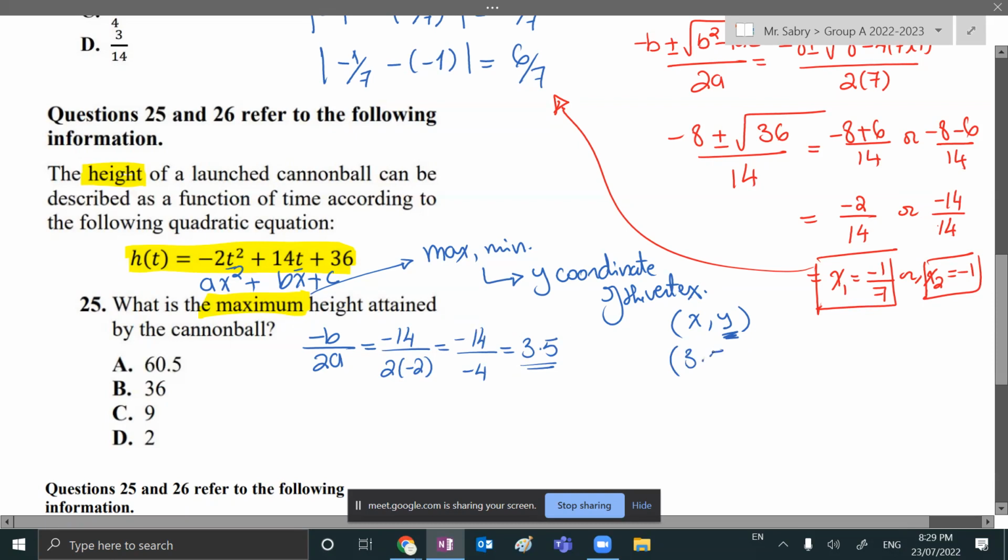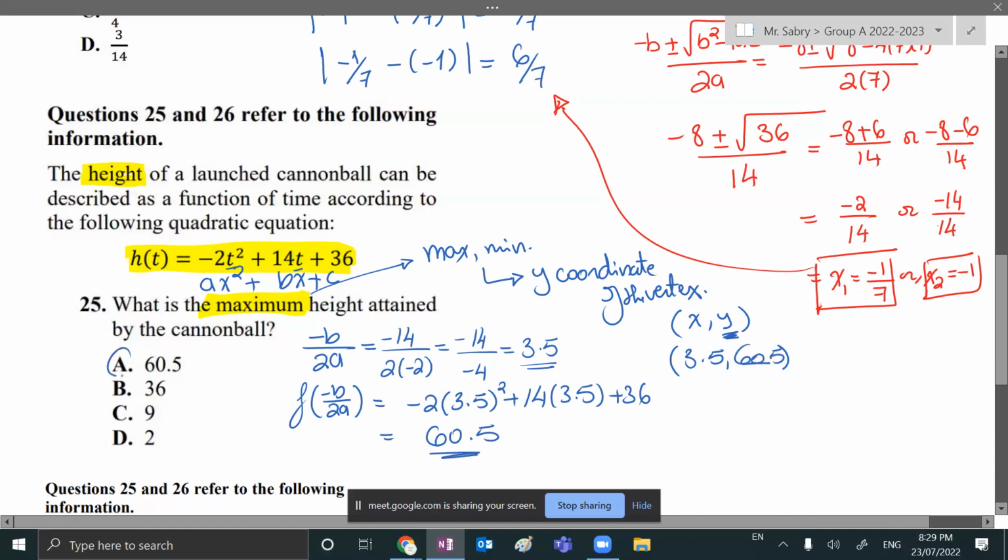So I now got the x coordinate, I just need to get the y by finding f of negative b over 2a, which is negative 2, open up a bracket, substitute the 3.5 to the power of 2, plus 14 multiplied by the 3.5, plus 36. Put this on a calculator and it should give you 60.5. And apparently this is the maximum height this cannonball could reach.